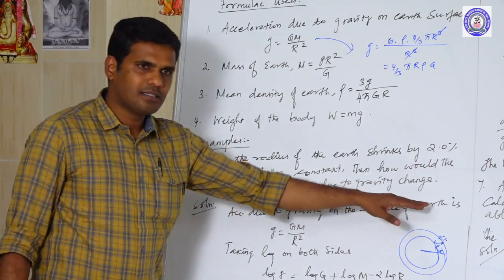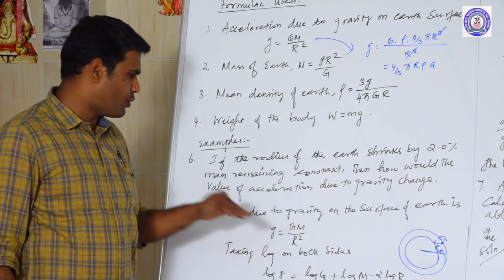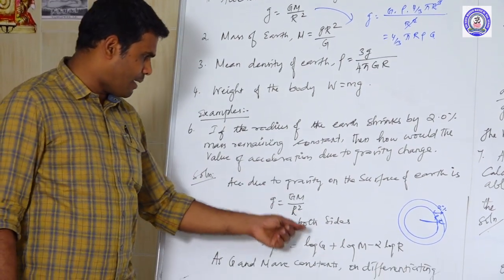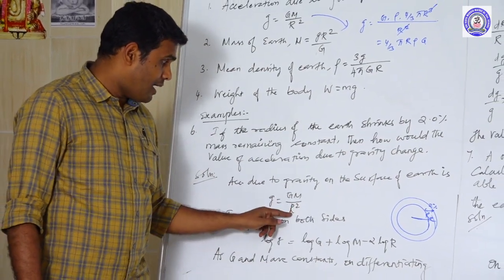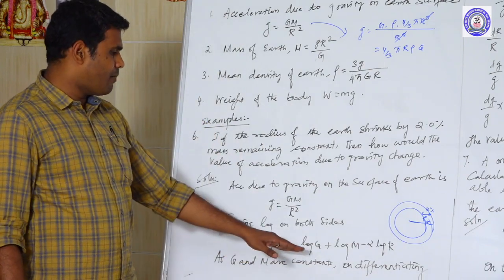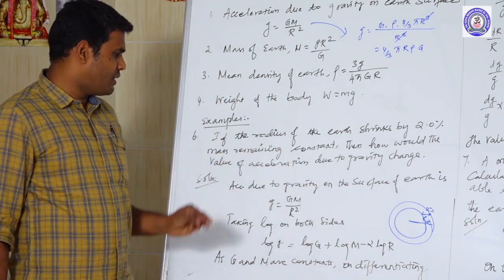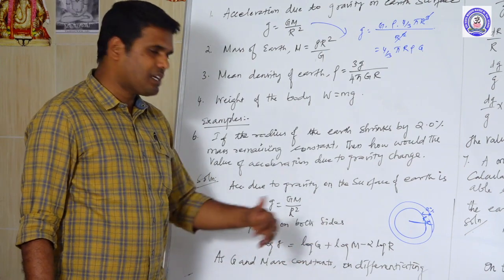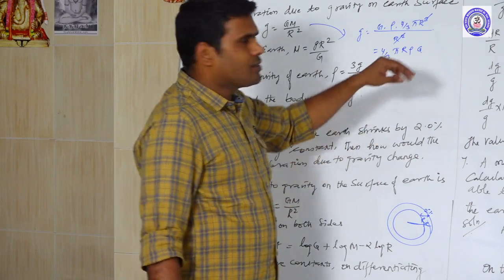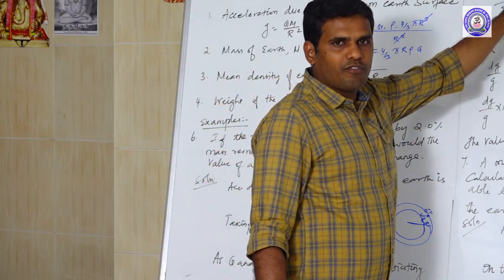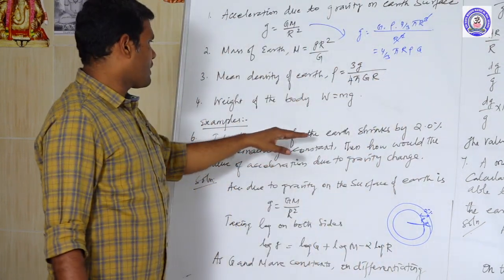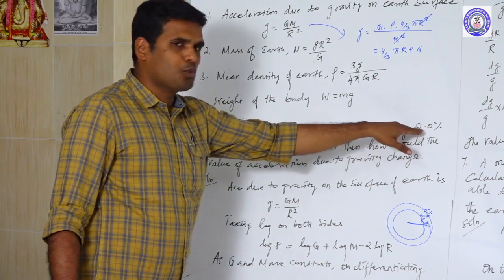Acceleration due to gravity on the Earth's surface is g equals GM by R square, as you know. Taking log on both sides, you will have log g is equal to log capital G plus log capital M. R square is in the denominator, so minus 2 log capital R. As G and M are constants, on differentiation the differential of a constant is 0. Log x differentiates to dx by x. So dg divided by g equals minus 2 into dR divided by R, that is the radius of the Earth shrinks by 2%.